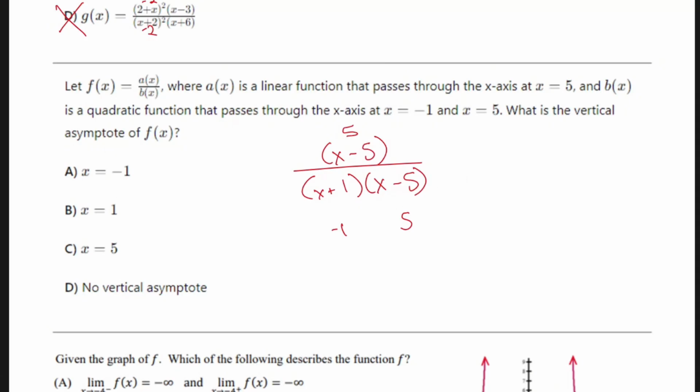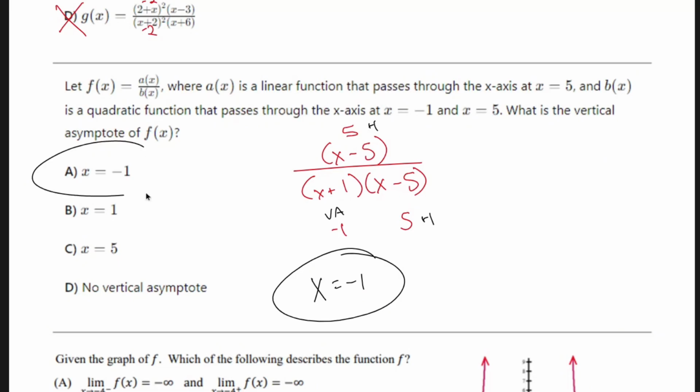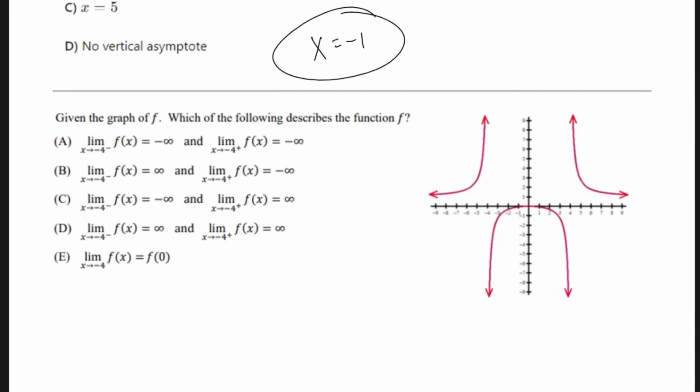What is the vertical asymptote of f of x? Well, 5 would be a hole, because these numbers repeat in the numerator and the denominator. -1 would be a vertical asymptote. So if my vertical asymptote is at -1, that means I have an equation of x equals -1. Tricky, weird problem.